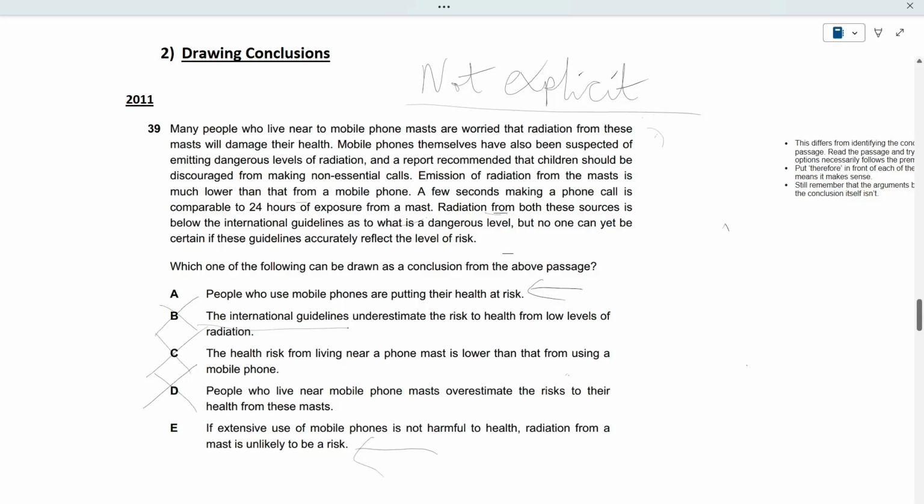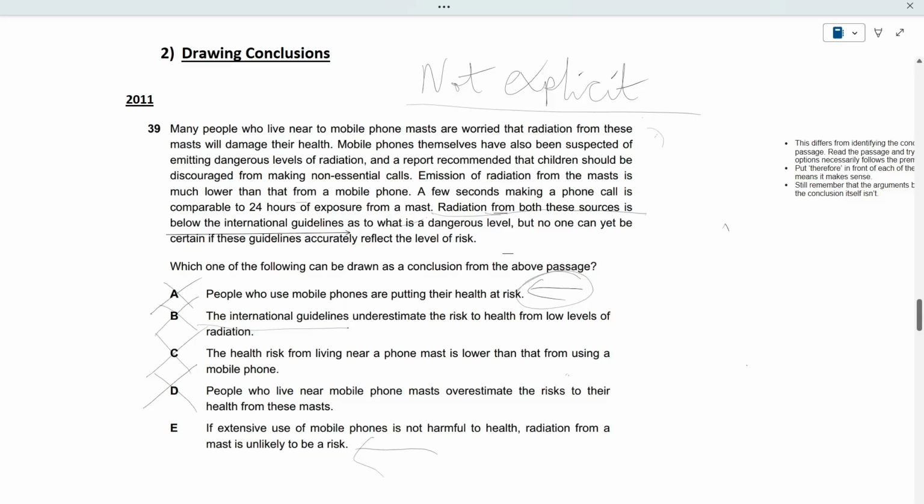Radiation from both these sources is below the international guidelines as what's a dangerous level, but no one can yet be certain if these guidelines accurately affect the level of risk. Therefore, people who use mobile phones are putting their health at risk. Well, again, the paragraph doesn't actually seem to be getting at that. It's not saying that mobile phones put people's health at risk. What it's actually saying is people shouldn't worry as much about radiation because radiation from both the sources are below the international guidelines, so there's no need to worry. This conclusion therefore doesn't follow.